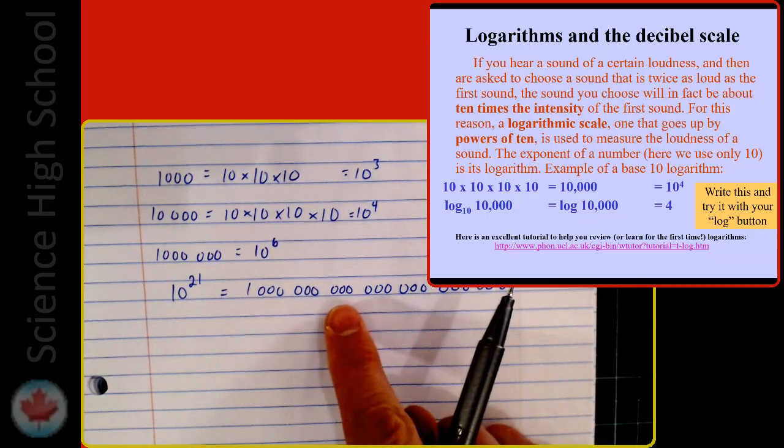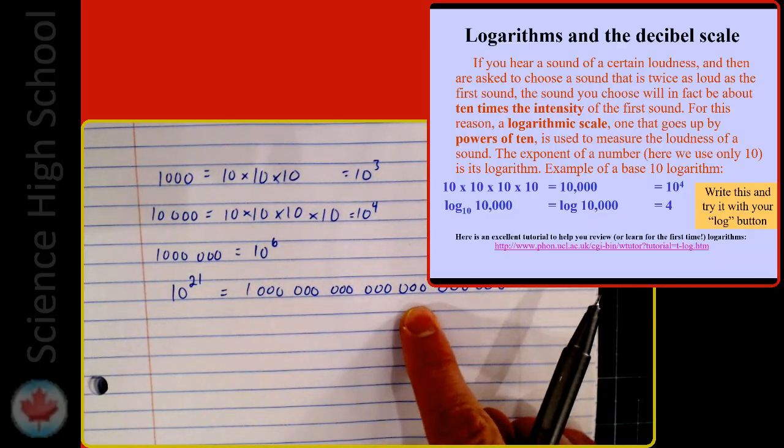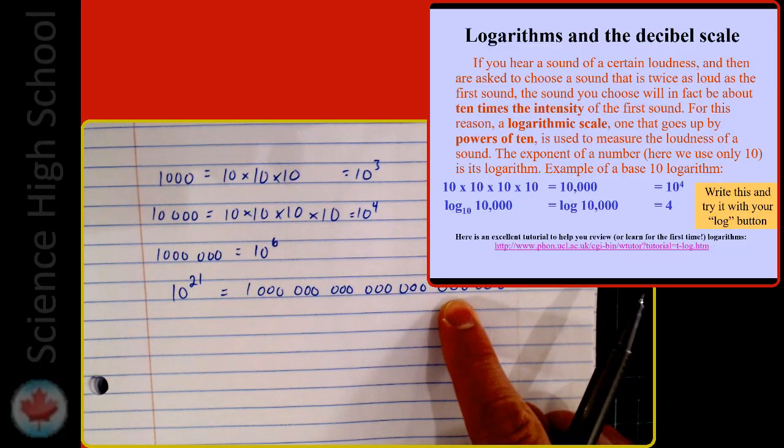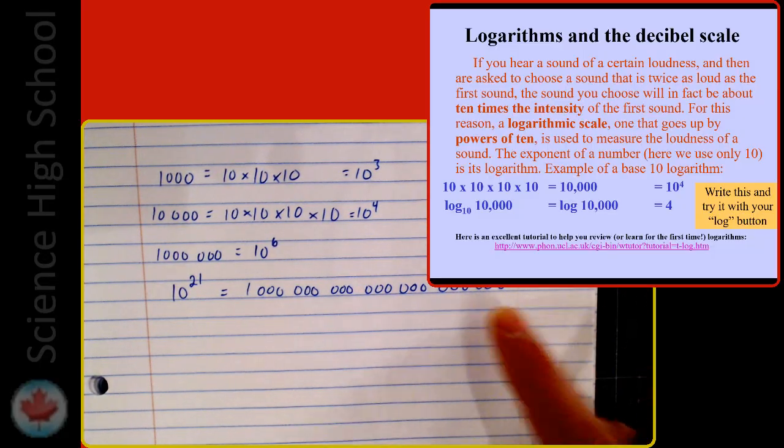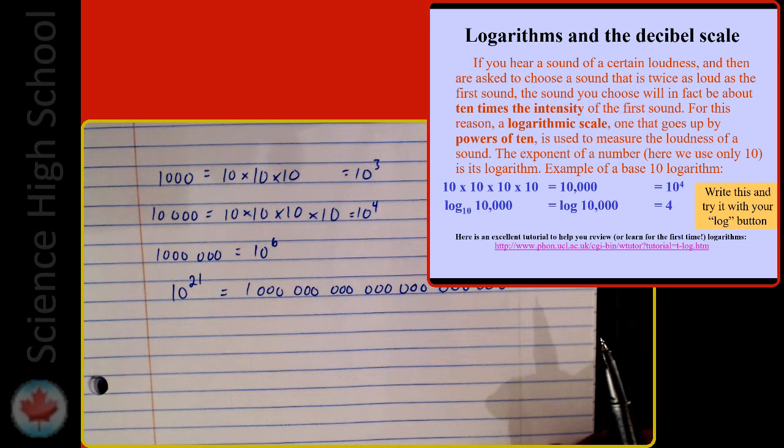3, 6, 9, 12, 15, 18. Did I get 21? It's a big number. I don't even know what 10 to the power 21 is. I don't have a special name for that one. I forgot that one. If I ever knew it, I don't remember it right now.